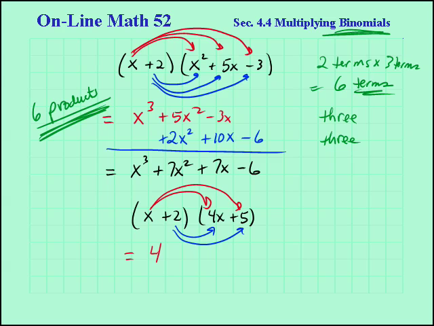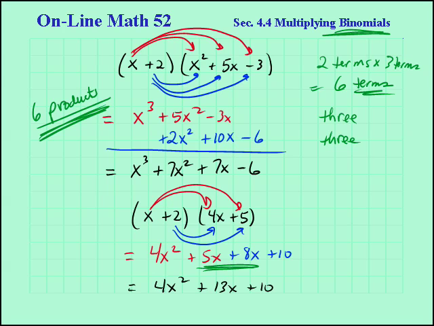X times 4x is 4x squared. X times 5 is plus 5x. 2 times 4x is positive 8x, and 2 times 5 is a positive 10. And these 2 middle terms happen to be able to combine, so we end up with 4x squared plus 13x plus 10. And that's an introduction to what we're going to talk about today.